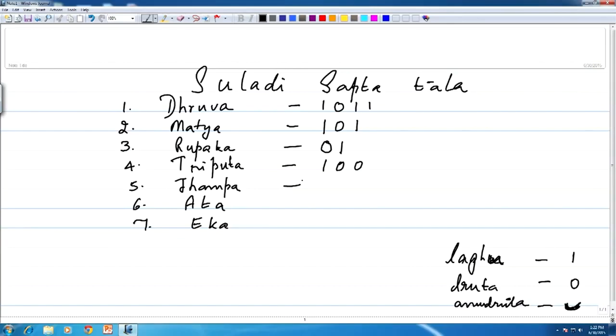Jampa tala is the only tala that uses this other anga, that is anudruta. There's one laghu, one anudruta, and one drutam. Atta tala is 2 laghus followed by 2 drutams. Eka tala is just a laghu. So these are the sapta talas.